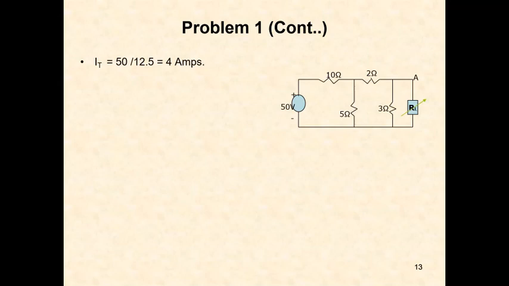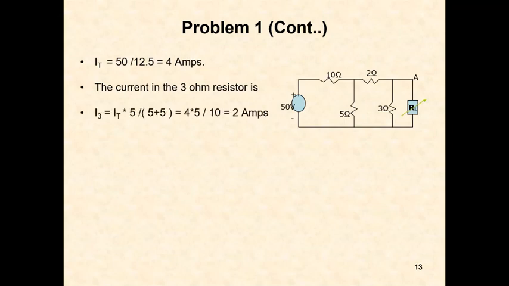Now the current in the 3 ohm resistance is the total current IT into 5 divided by 5 plus 5, that is 4 amps into 5 by 10, that is 2 amps flowing through the 3 ohm resistance. Once you know the current in the 3 ohm resistance, you can find the Thevenin's voltage. VTH is equal to 3 ohms into 2 amps, that is 6 volts.